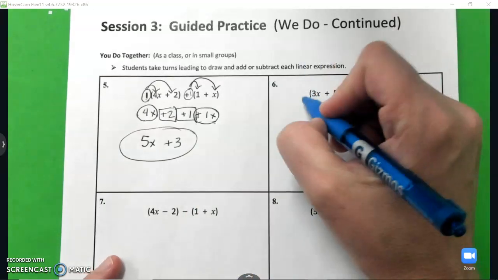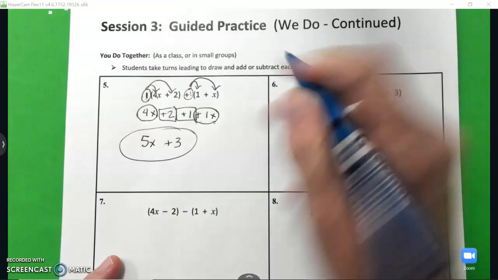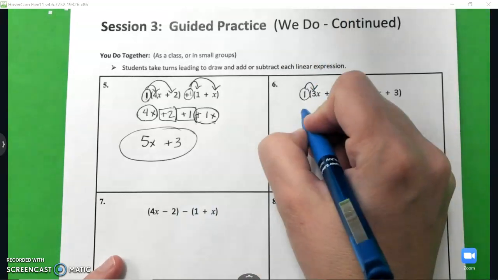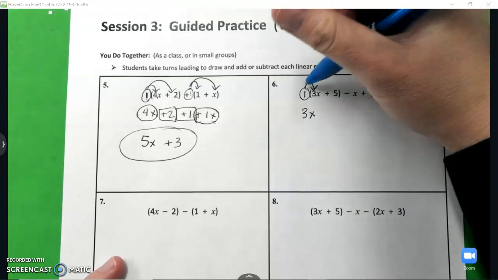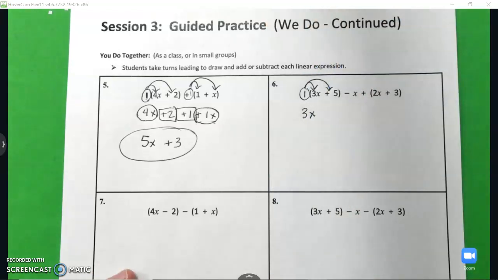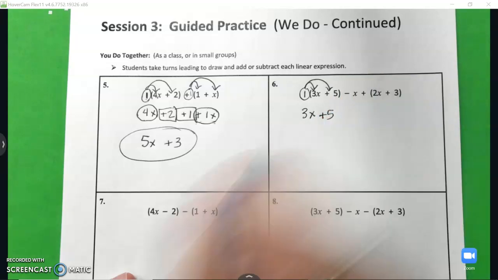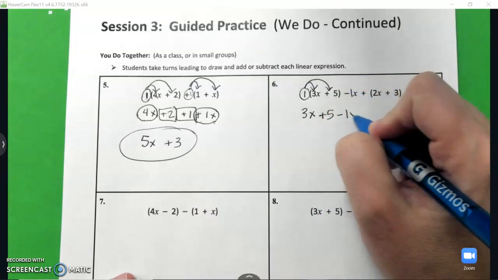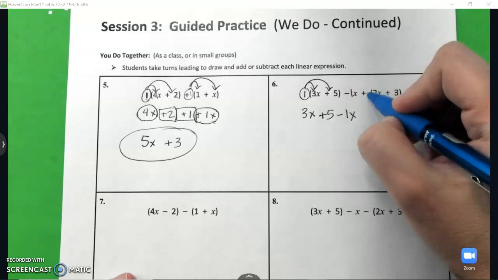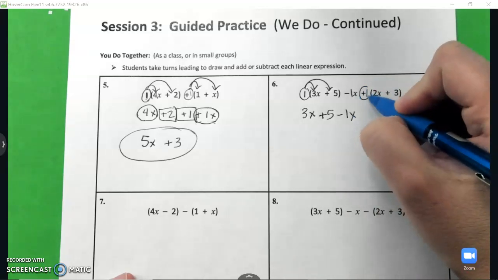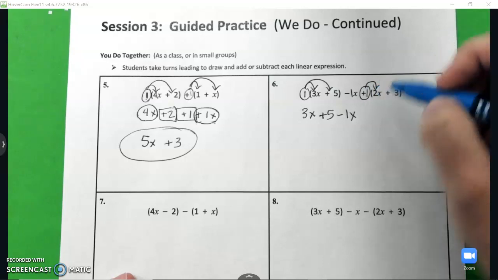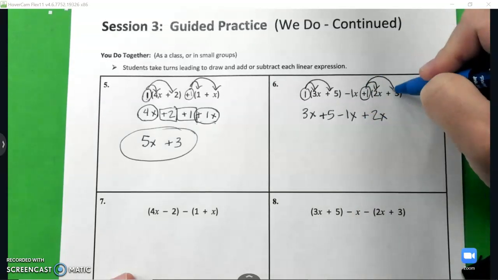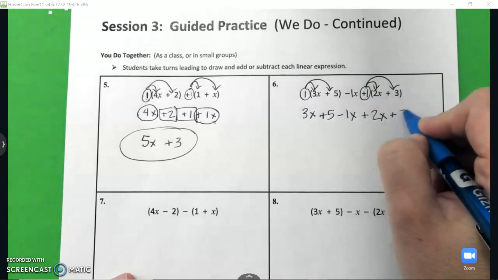Looking at the next one, we put a 1 here in front of our parentheses. 1 times 3x is going to be 3x. And 1 times positive 5 would be positive 5. Here we've got minus an x. Remember, we can put a 1 in there, so we have minus 1x. And then we don't have a number in front of our parentheses, so we put a 1. Positive 1 times 2x is going to be positive 2x. And positive 1 times 3 is going to be positive 3.